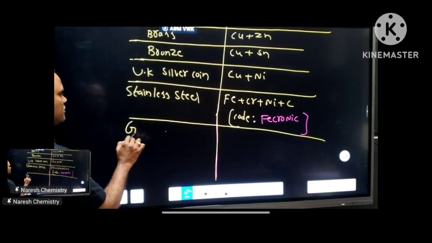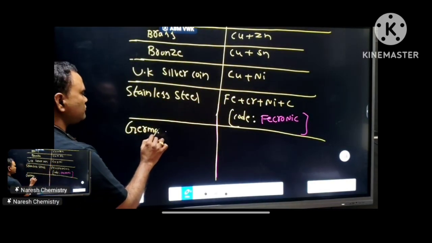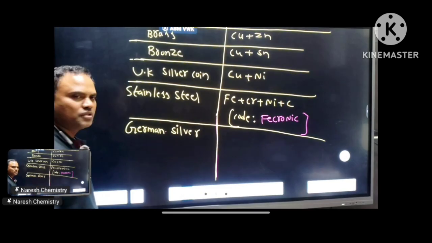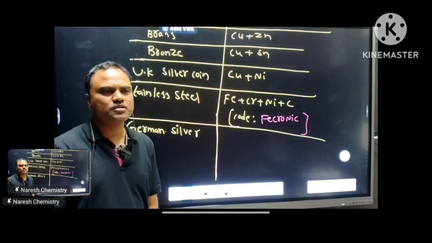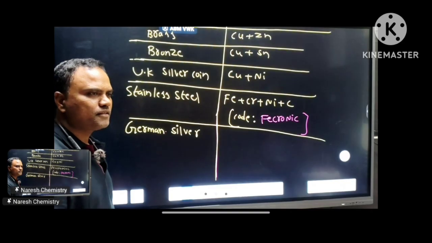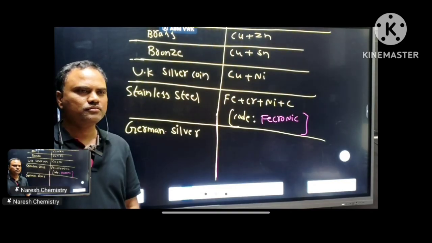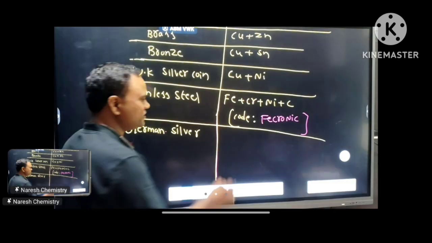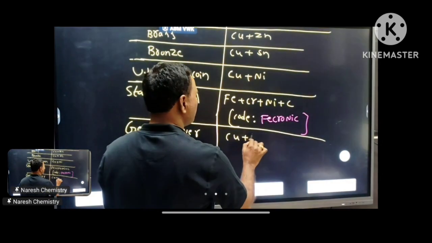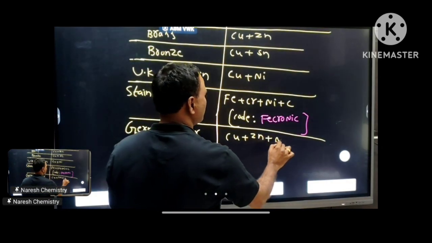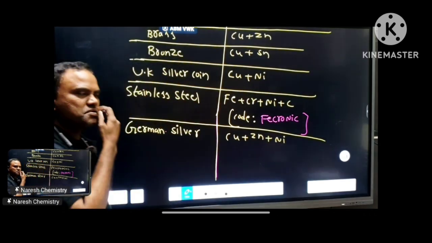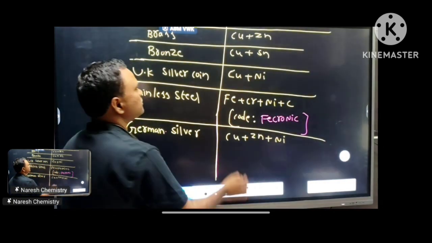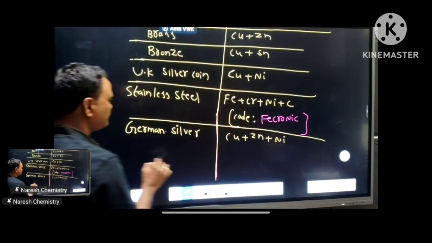German silver. In German silver, what is present? Silver is common because silver is used. But in German silver, silver is not present. Copper plus zinc plus nickel. Silver is not present in the German silver. Bell metal.